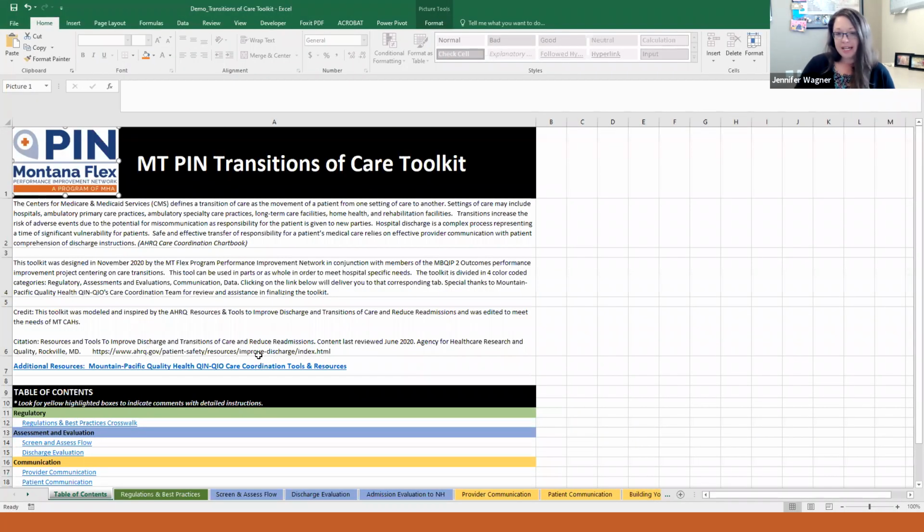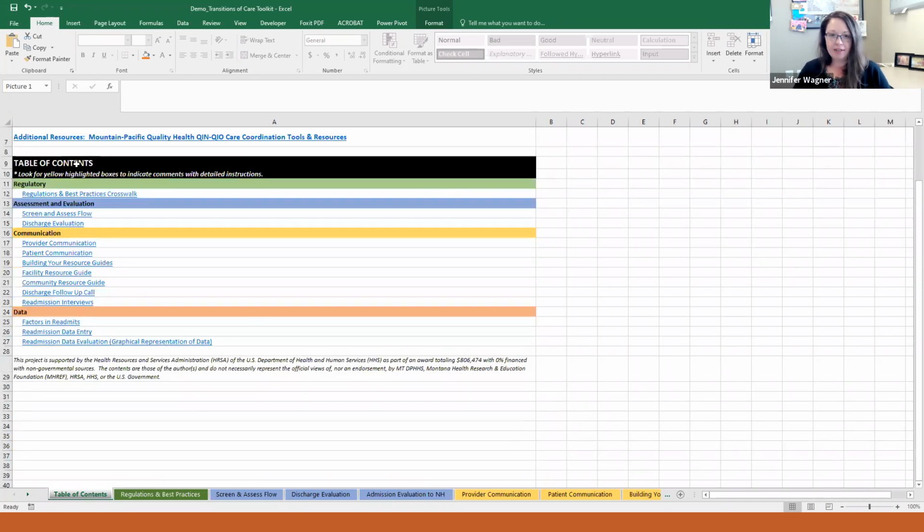So right now, I will walk you through what we developed and how it works. The first tab is our table of contents. There are 16 other tabs in this toolkit. The table of contents is really important and is color-coded and divided by topics, and each tab is hyperlinked here in the table of contents.